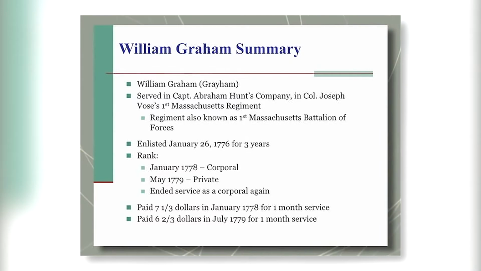And it also shows the various pay rates that he received during his time of service. For example, when he was serving as a corporal in January 1778, he was being paid $7 1/3 per month for that service. When he was serving those few months as a private, he received $6 2/3 per month for that service.